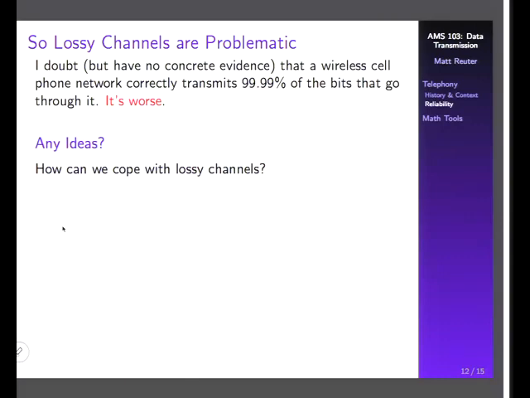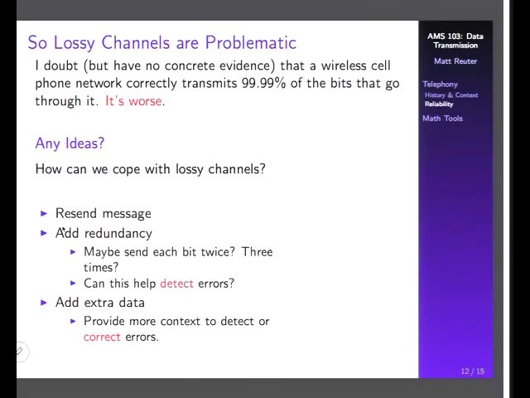Okay, so there are a couple of things. We've said resend the message. Could you add redundancy? Maybe rather than saying you have to resend it, just send every bit twice or three times, and you could compare and try to identify whether there were errors. If we were to add this redundancy, can that help us detect whether an error happened? Maybe we can say, oh, this message didn't have an error, so there's no reason to resend it, versus, oh, this message did have an error, please resend.